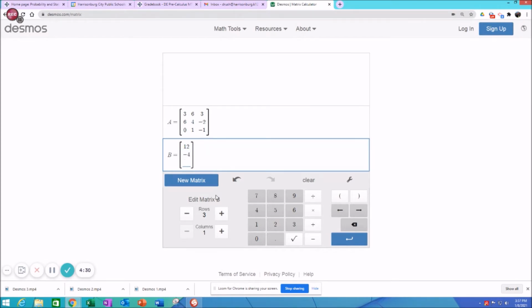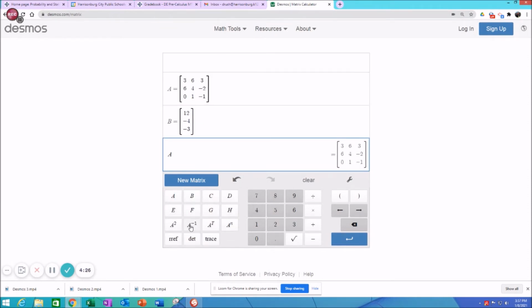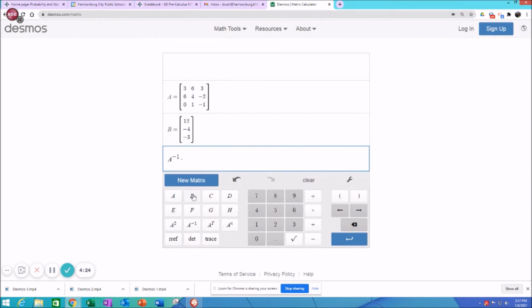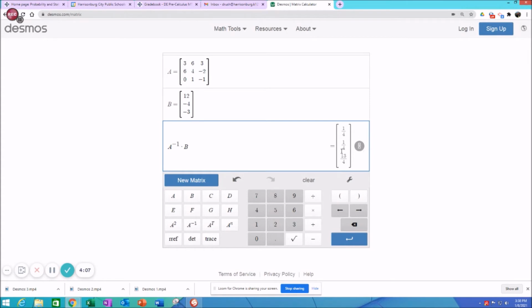And we need to find A inverse times B. So we get the X matrix is 0.25 or 1/4, 0.25, and 3.25, which are the X, Y, and Z. Okay, you can turn decimals into fractions as well: 1/4, 1/4, and 13/4. Either way is fine. So you found your X, Y, and Z.